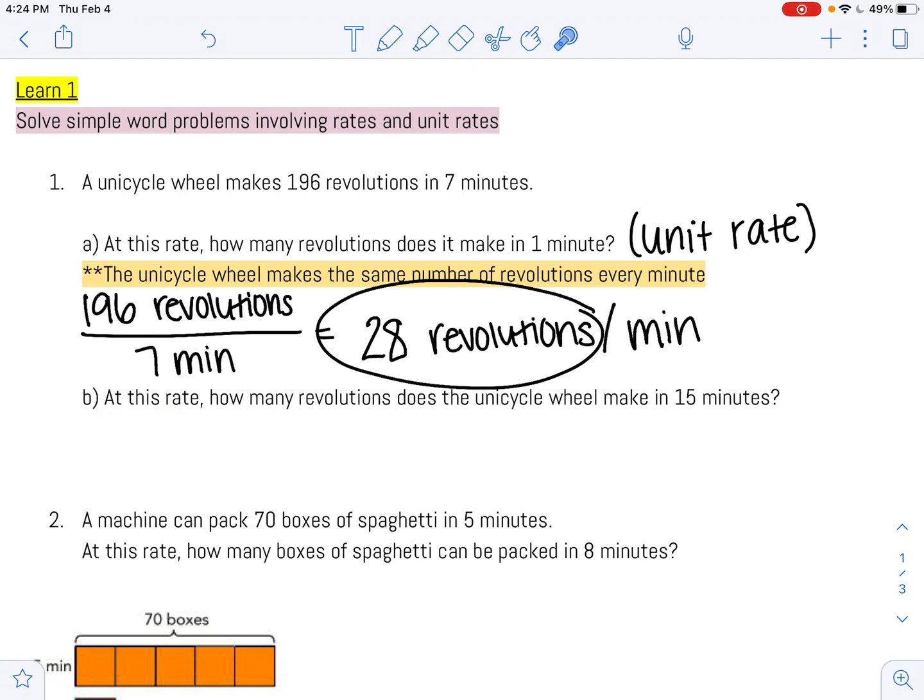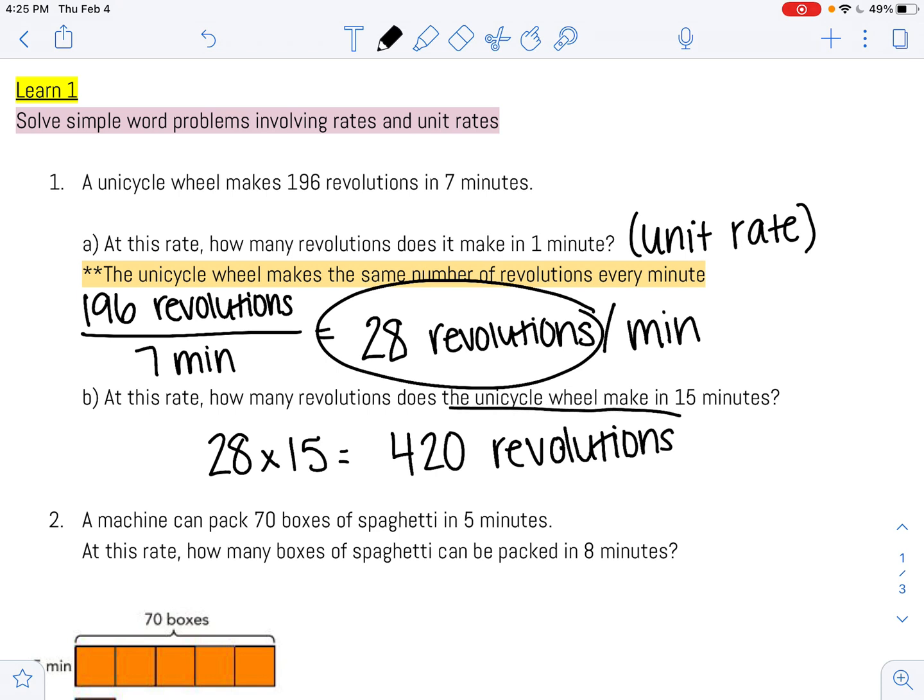In part B, at this rate, how many revolutions does the unicycle wheel make in 15 minutes? Well, now that we know it makes 28 in 1 minute, in part B, we're looking at groups of 15 minutes, so I need 15 groups of 28, or 28 times 15. And when I multiply those two together, 28 times 15, my answer comes out to be 420 revolutions. So in 15 minutes, this wheel can make 420 revolutions.